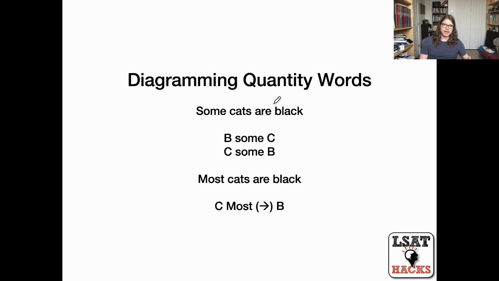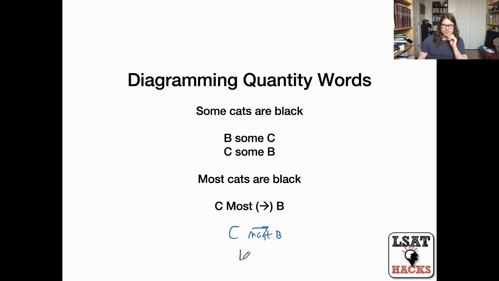Okay, diagramming quantity words. So, let's say I say some cats are black. The first thing about these is that they're reversible. So I can say some black things are cats, some cats are black. And if I say most cats are black, how I'd actually draw it, I would draw it like this. You just couldn't really write that in PowerPoint. Cats, most of them are black. And again, if they say this on the LSAT, take it as true, even though I don't think this is true.